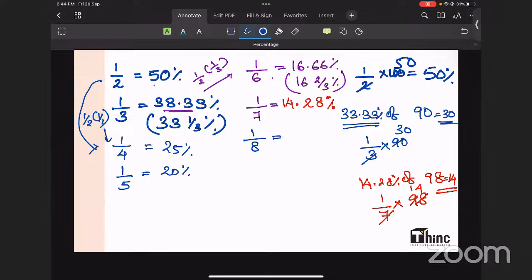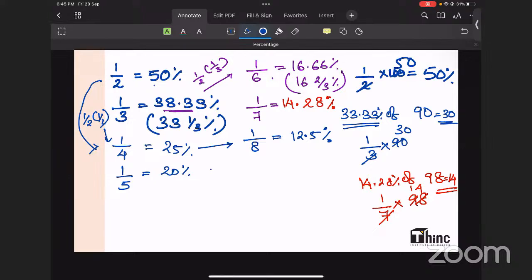So 1 by 8, you can connect it with 1 by 4. Half of 1 by 4 is 1 by 8. So half of 1 by 4 means 1 by 8. Then half of 25 means the equivalent percentage is 12.5. So 12.5% is the right one.